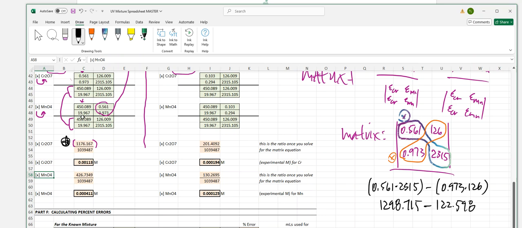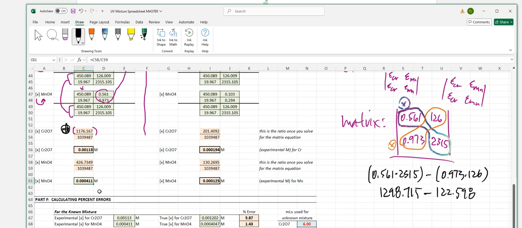Again, cross multiply, subtract those, target the bottom, cross multiply, subtract those. You'll end up with the same number as before, same values. 426 divided by 103.9487 is 0.00411. And these values are your calculated values of the known concentrations.